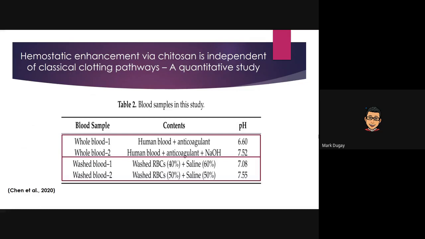The washed red blood cells were mixed with normal saline. Washed blood 1 has a ratio of 4:6 with a pH of 7.08, lower than the normal blood pH. The washed blood 2 has a 5:5 ratio and a pH of 7.55, around the normal blood pH.